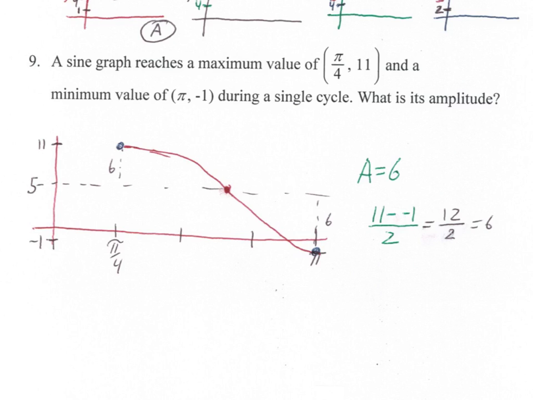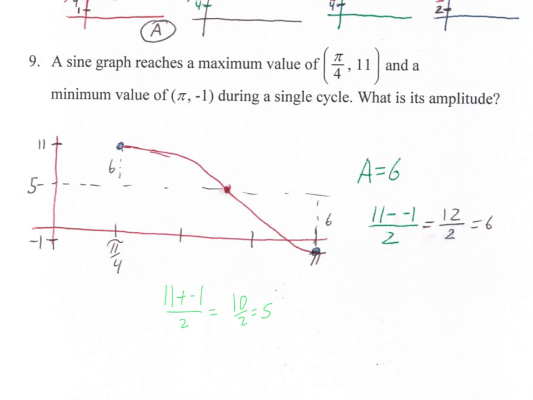So the amplitude is the distance from up and down, how far up you went and how far down you went. Now you could find the midline to do that. To find the midline, you would do 11 plus negative 1 divided by 2. You average it, which would be 10 divided by 2 equals 5. That's your midline. That's how I got 5. That's one way. Once you find the midline, you know you went up 6 and down 6.